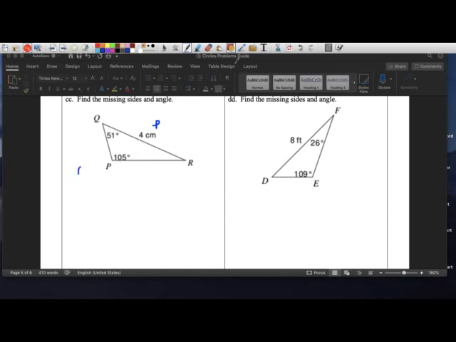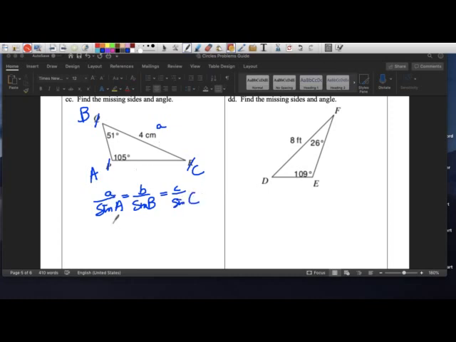So, you know what? Keep it consistent. Let me just change this to ABC, okay? I'll call this little a. So, A sine of A, remember? B sine of B, and C sine of C. So let's fill it in.